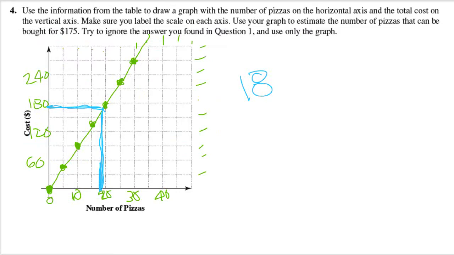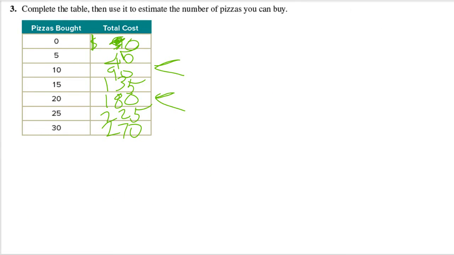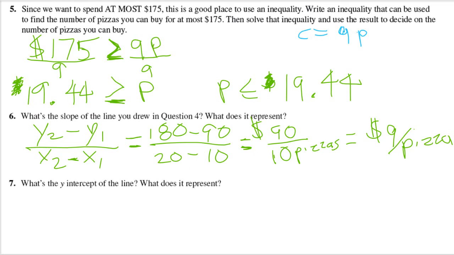All right, question 7, we go back to our graph. Our y-intercept was right down here. The y-intercept is 0. And we can get that looking at our table also. Once again, we can actually think about the story. The story tells us there is no y-intercept. We just pay for the pizzas. So our y-intercept equals 0.